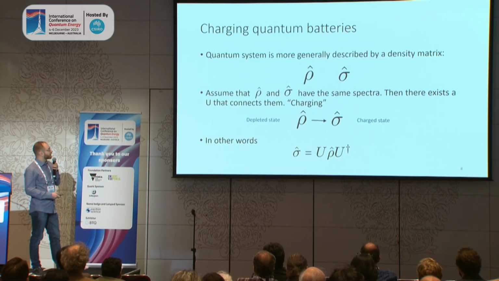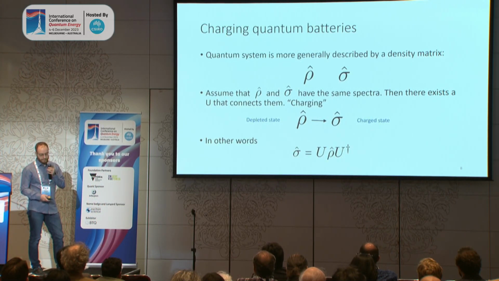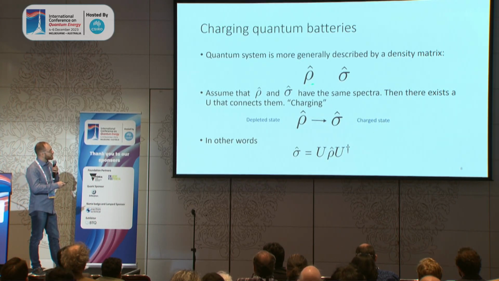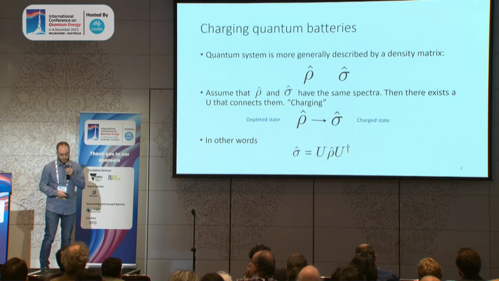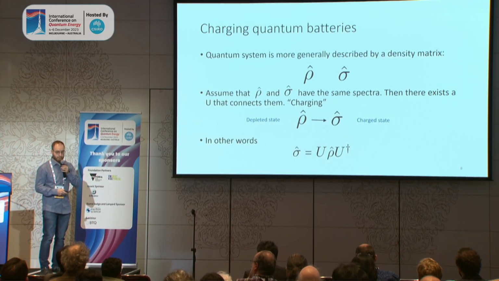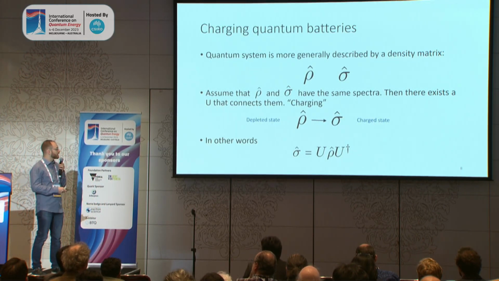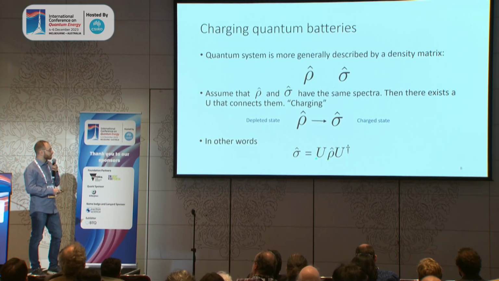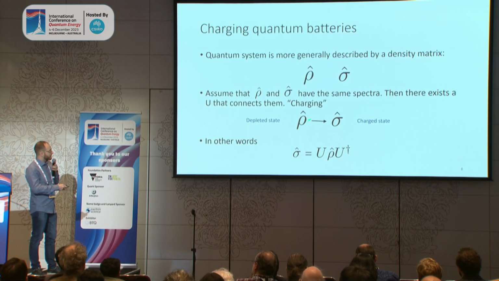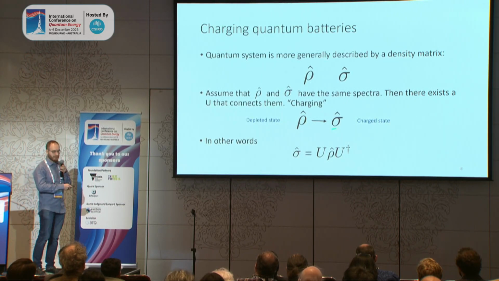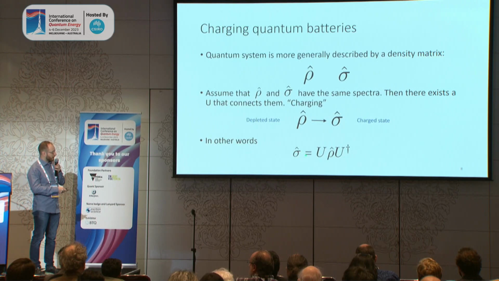Now, a bit of math. We consider two quantum states which have the same spectra, because we will consider unitary evolutions. That's one of the assumptions here, which will be key, and I'll get back to it later. We consider only unitary evolutions. And we can take a depleted or uncharged state and charge it with some unitary. Therefore, our charged state will be a unitary transformation of the depleted one.